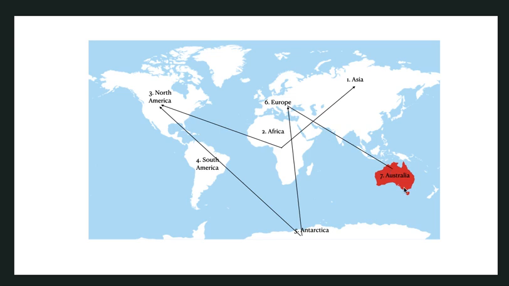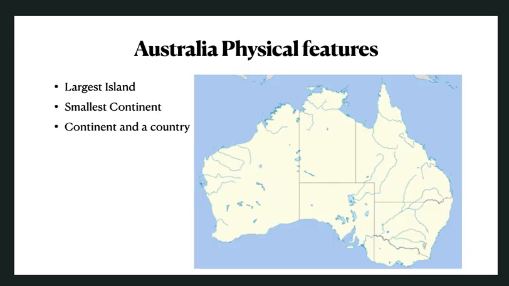Since we are starting with Australia, to make it much easier, we are starting with the smallest continent, which is highlighted in red color. So let us begin now.